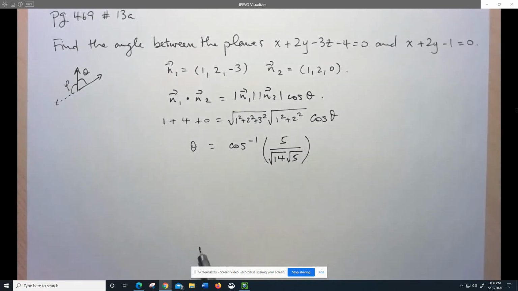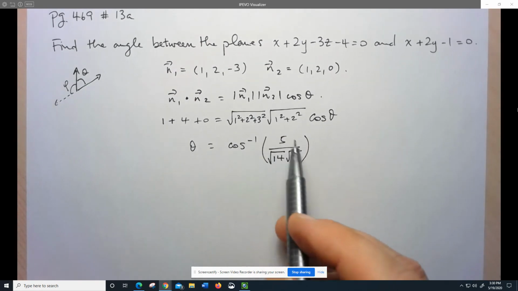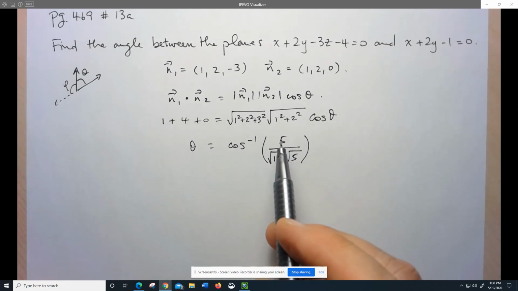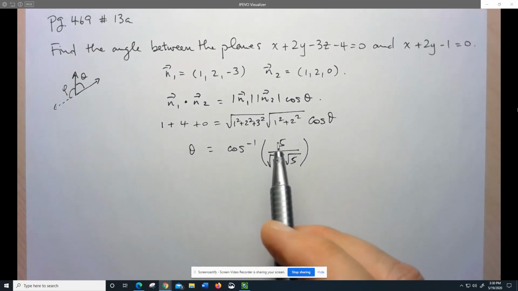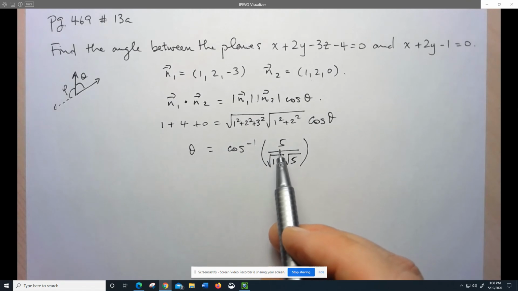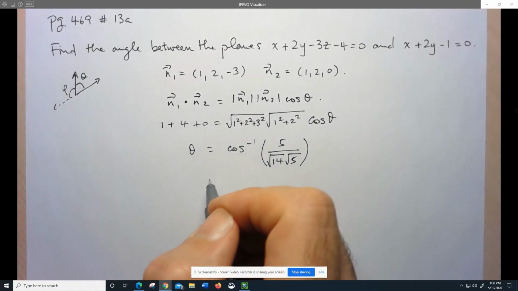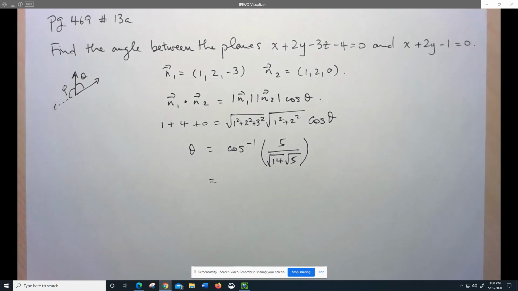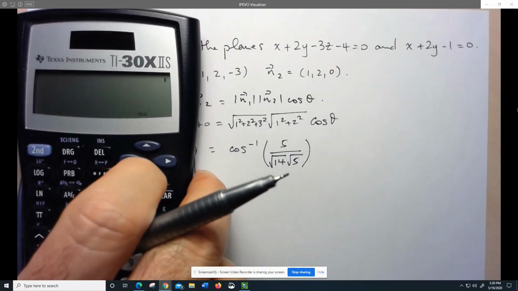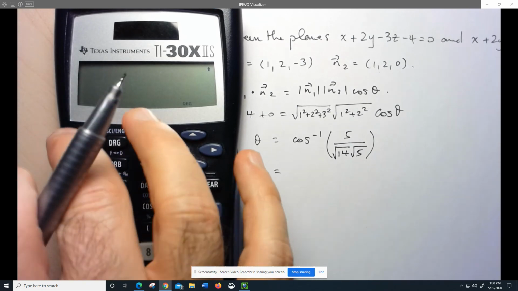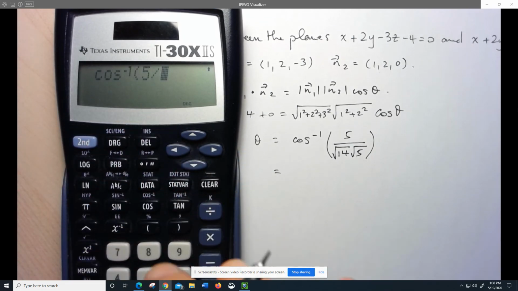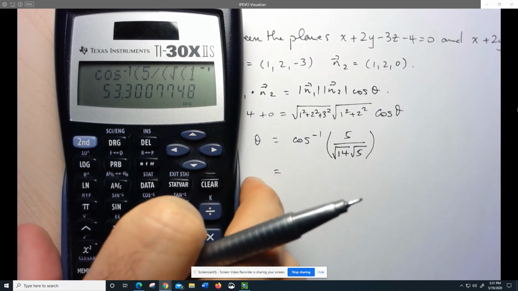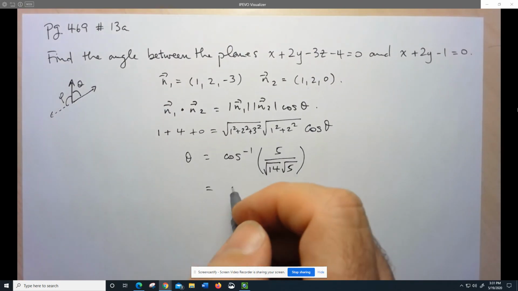Now already looking at this, because I'm taking cos inverse of a positive number, I know I'm going to get an acute angle, so I don't have to worry about subtracting from 180. If this had been a negative dot product, I know I would have gotten an obtuse angle. So let's get an approximation for this. We have cos inverse of 5 divided by, open up a bracket, square root of 14 times square root of 5, and we've got 53.3.